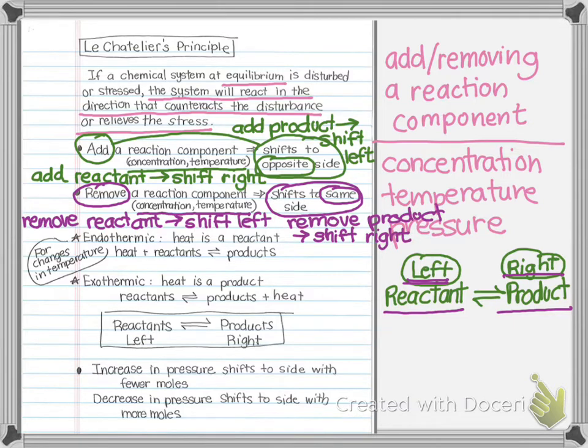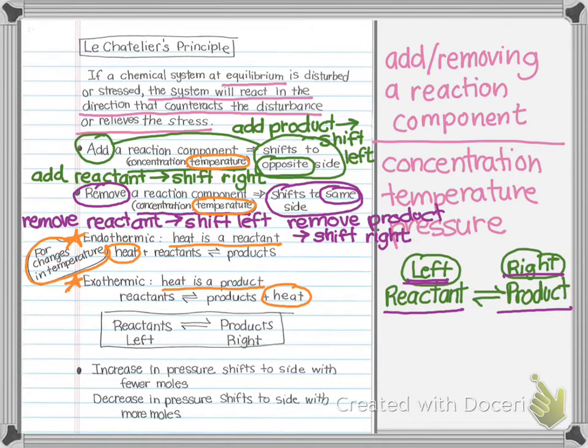Now for changes in temperature, this is something that's very helpful to remember because we can treat temperature just like any other reaction component. You see, I included temperature in both of these. If you remember that when you are an endothermic reaction, heat is a reactant. We can include it right with the reactants because endothermic means heat is required for the reaction, so it's a reactant. And if you're exothermic, you're releasing heat, so heat is considered a product.